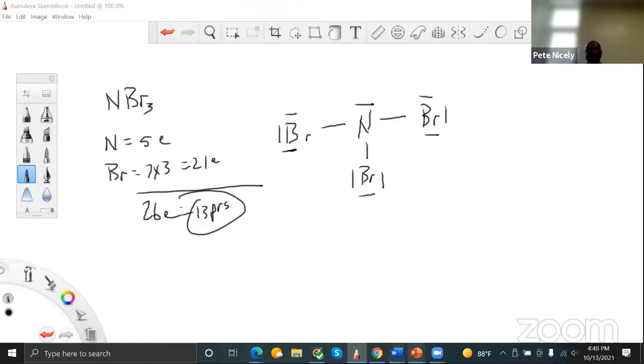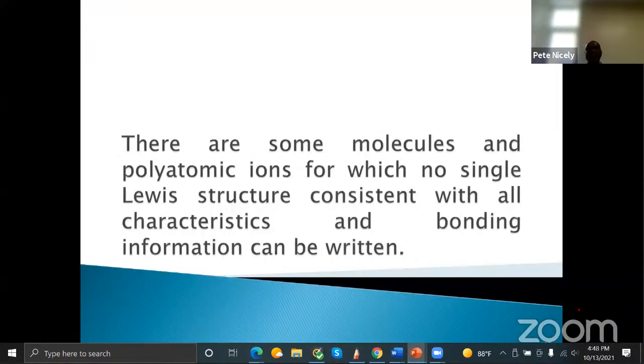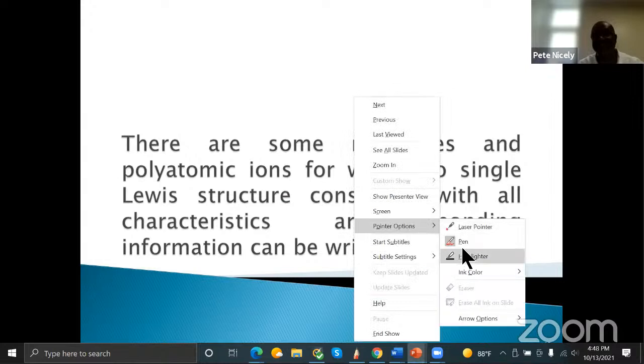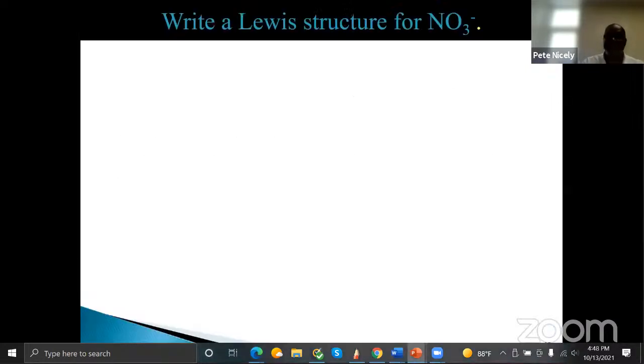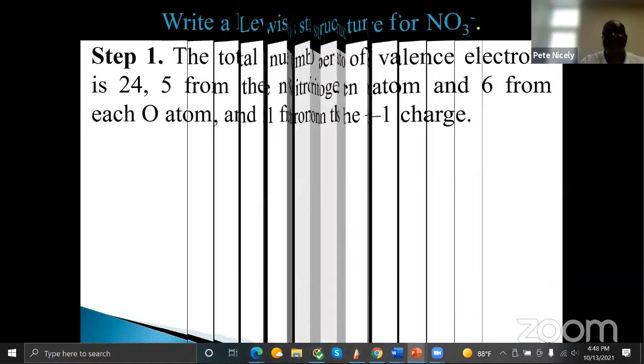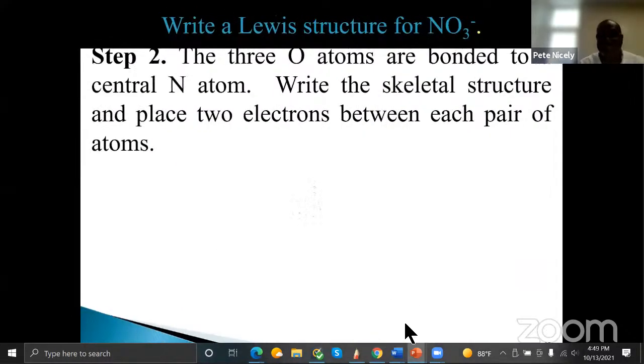All right, so let's get back to the PowerPoint here. And let's talk about more complex structures where no single Lewis structure can adequately represent the particular molecule or polyatomic ion. Okay, what's going on here? It's not responding. Okay, so let's say you're given this structure to draw, right? So in the case, in fact, let me do this. Let me do this in this.